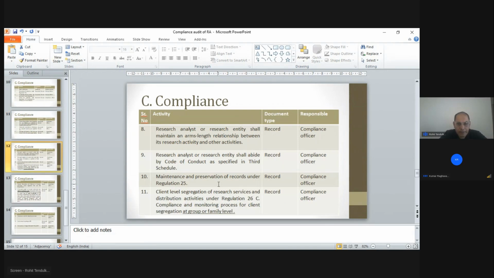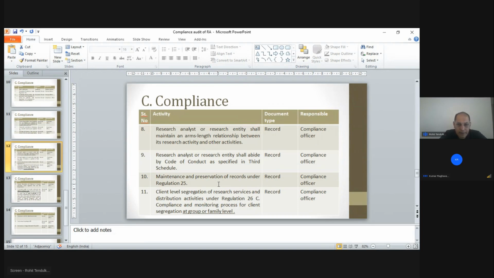Point number 8 is that a research analyst or research entity shall maintain arm's length relationship between its research activities and other activities. Other activities are permitted by the SEBI, provided a prior approval is taken. So, if it is taken, then a record must be maintained, and the compliance officer is responsible for maintaining these records.